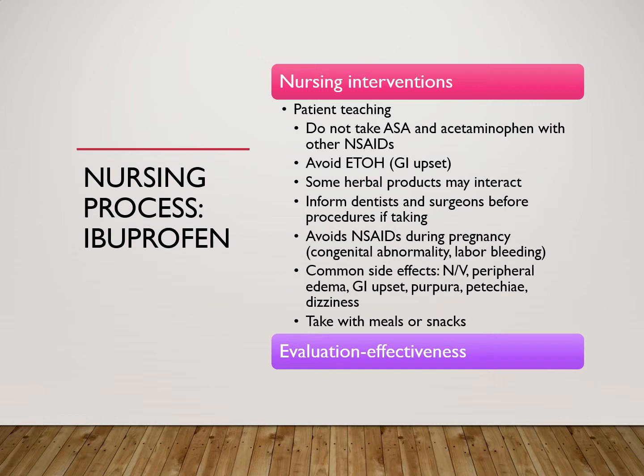Interventions, patient teaching: do not take aspirin and acetaminophen with other NSAIDs. Avoid alcohol because of GI upset. Some herbal products may interact, and we'll talk about that on another slide. Inform dentists and surgeons before procedures if you're taking one. Avoid NSAIDs during pregnancy, congenital abnormalities, and labor. Bleeding can happen. Common side effects: nausea and vomiting, peripheral edema, GI upset, purpura, petechiae, and dizziness. Take with meals or snacks.